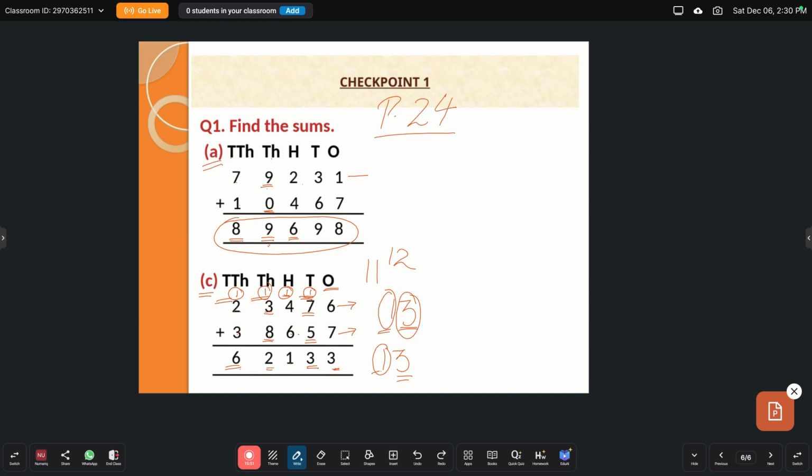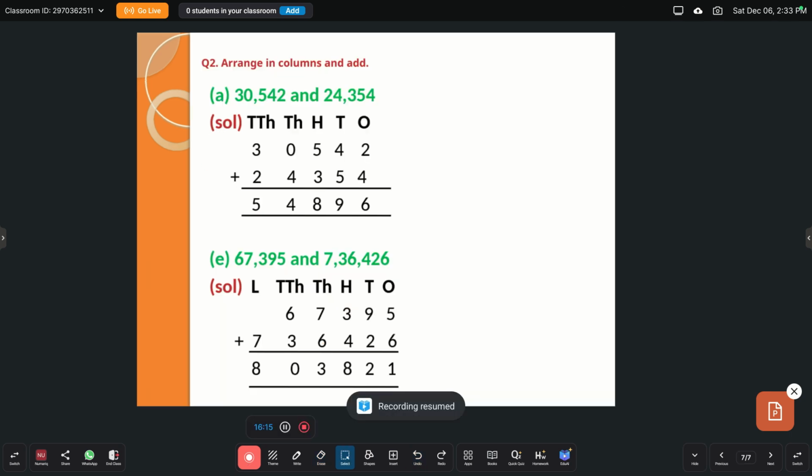So, upon adding 23,476 and 38,657, my answer is here. I got the sum that is 62,133. Is it clear, beta? Okay. So, we did part number C. Now, you will do part number D on your own, that too in your book.